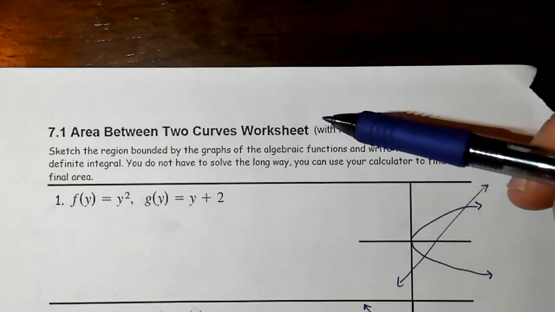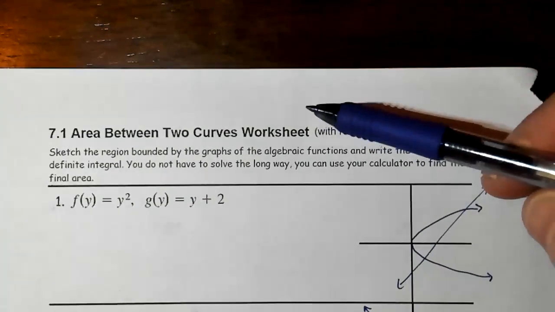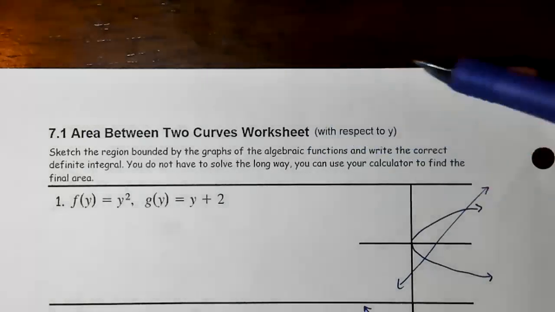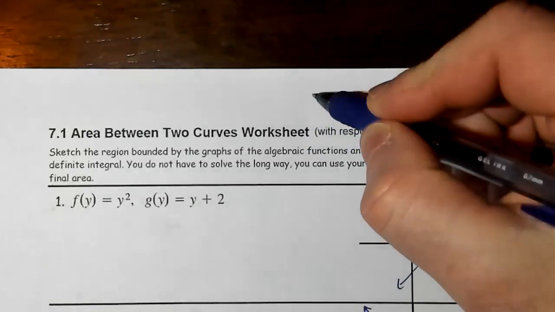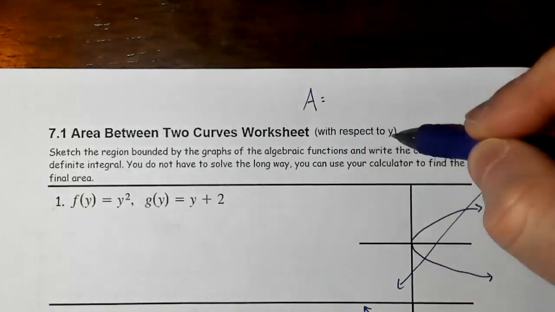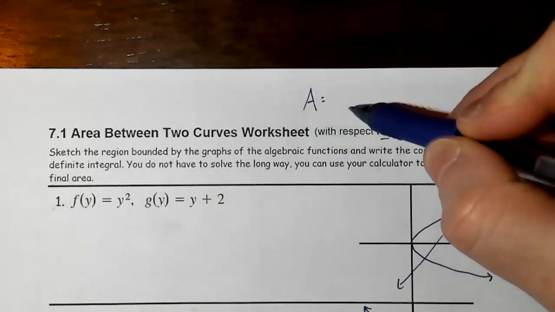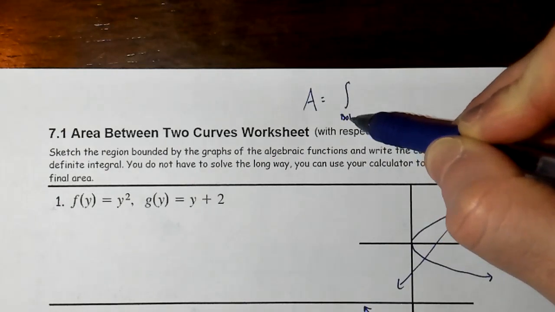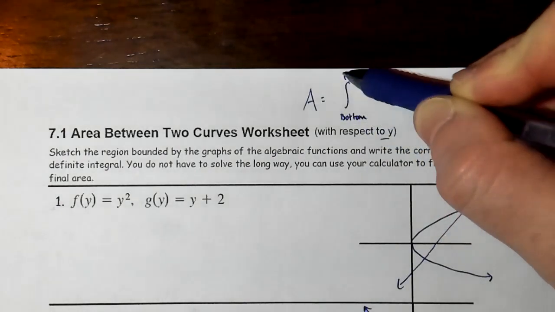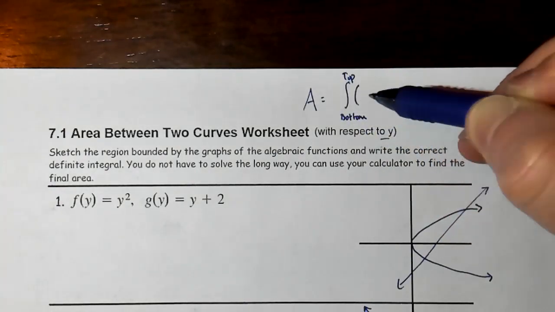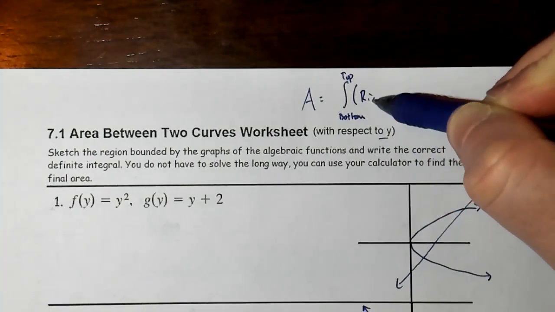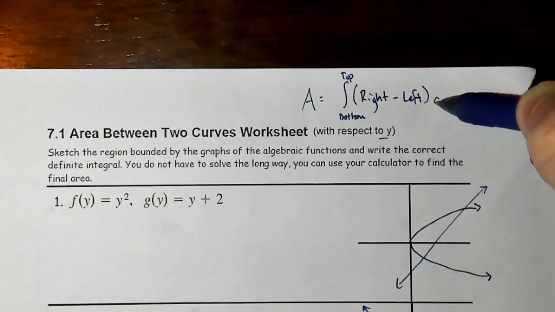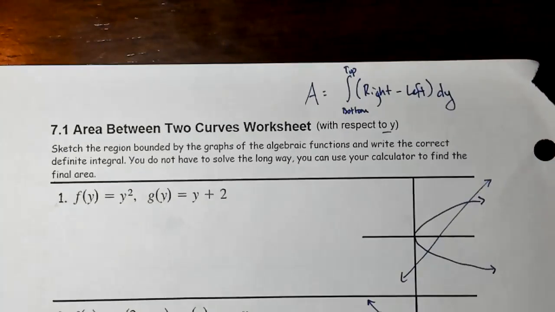Okay, we talked about in the earlier video that when it's with respect to x, it's going to be top minus bottom, and then left and right. But with y, it's a little bit different. So when we're dealing with area in terms of y, it's going to be the integral from the bottommost y value to the topmost y value, and then it's going to be right function minus left function. Remember, this is with respect to y.